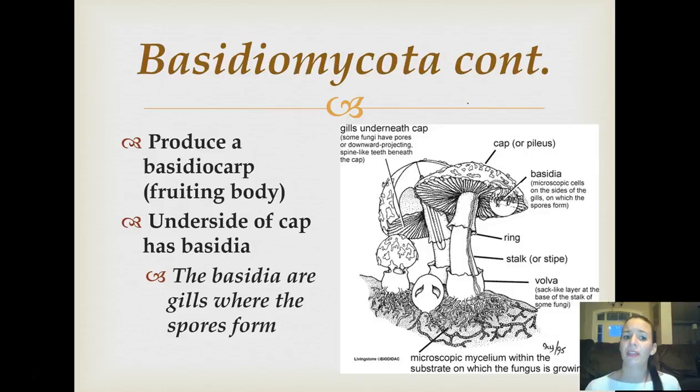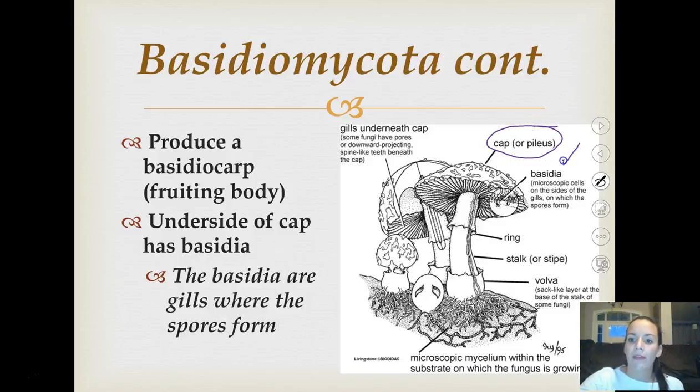They produce something called a basidiocarp, or a fruiting body, and the underside of the cap has basidia. If you look at this picture here, it shows the cap, and then you see the basidia. That is where the gills are, and the spores form in the gills. So the fruiting body is very important for the reproduction of these fungi.